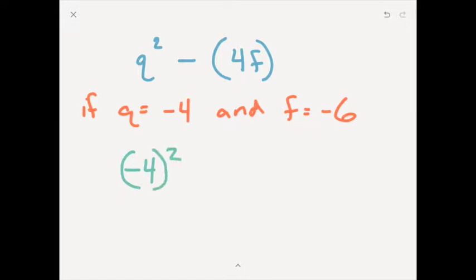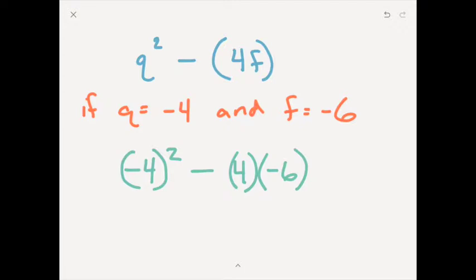And that's really important, because I'm going to square that whole -4. If I had written it this way, if I was actually following order of operations, it would imply to me that I was just squaring the 4 and tacking the negative sign on afterwards, which is not what I'm actually going to do here. So we do want to insert it in the parentheses, and then we want to subtract 4 times f, or 4 times -6. And again, I'm going to insert that in the parentheses.